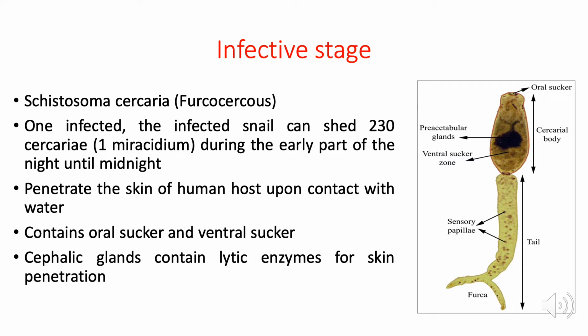Take a look at the structures of the Cercaria. On its body, we have the oral sucker and a small ventral sucker, but I want to give importance to the glands that you can find on the body of the Cercaria. These glands will produce lytic enzymes which will enable the Cercaria to penetrate the human skin.